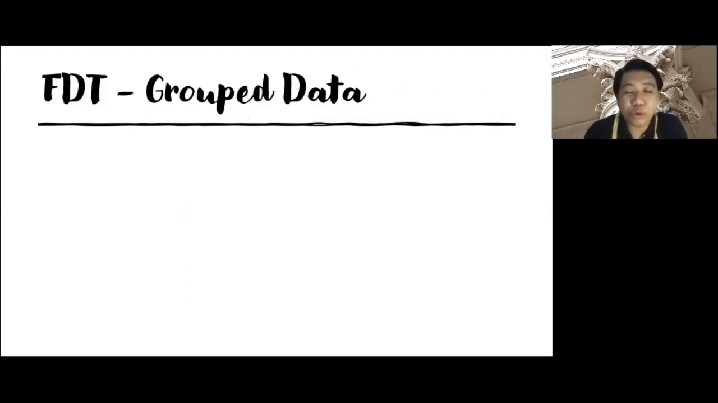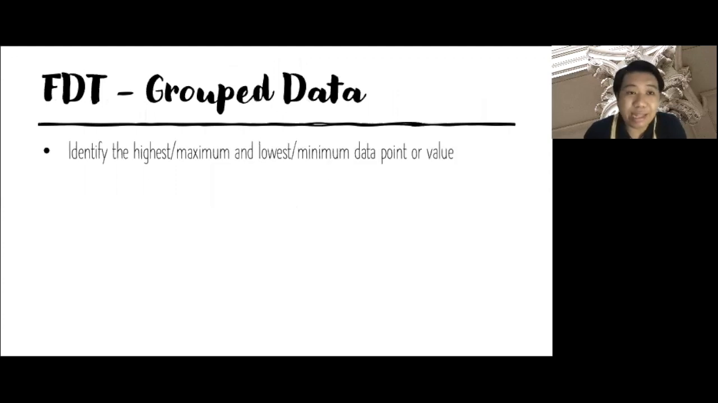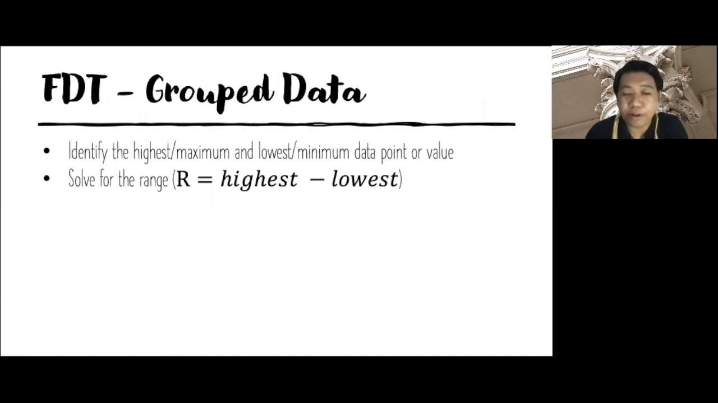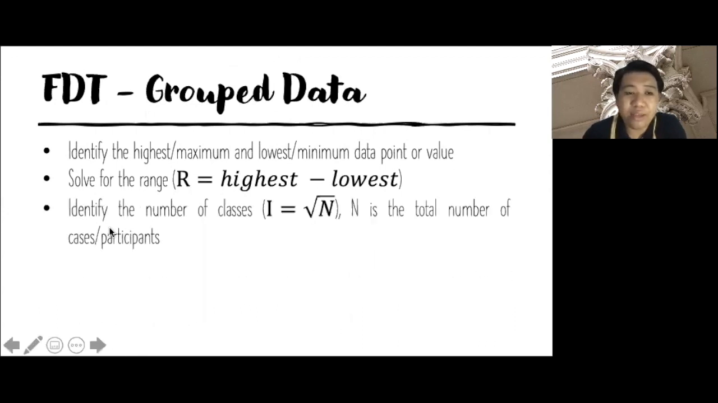Let's now proceed to grouped data. So the first step is to identify the highest or maximum and lowest or minimum data point or value. After natin ma-identify yung highest and lowest data point or value, isa-solve natin yung range. Paano ma-solve yung range? R is equal to highest minus lowest value. And then pag na-solve na natin yung range, identify naman natin yung number of classes using this formula. So I represents the number of classes equal to square root of n. Yung n po dyan is the total number of participants or cases.